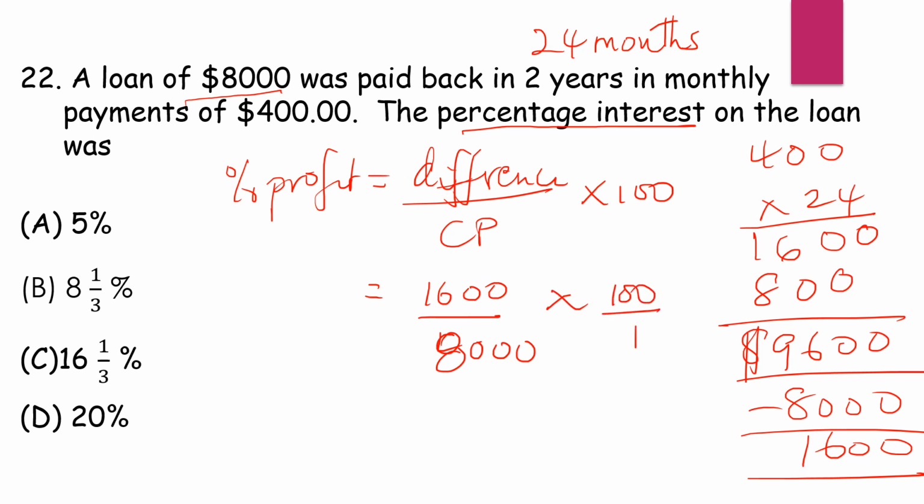So let's take off these zeros. These two zeros will go with these two zeros. This 0 will go with that 0. 8 into 8 is 1. 8 into 160 would give me 20. Okay, so that's 20%. So my answer is D, 20%.